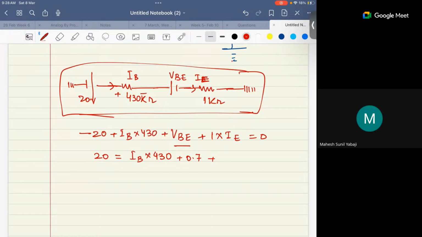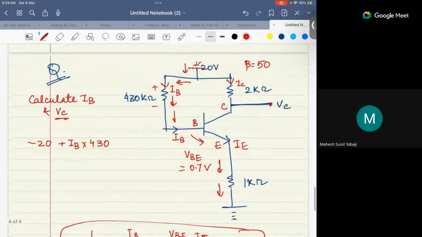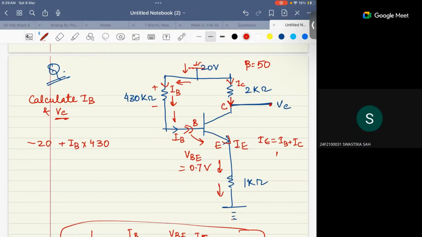You can write it as IB plus IC. Emitter current is the same, right? Emitter current is the base current plus the collector current, right? So one current is coming IB, IC is coming here, IB is coming. So the whole current IC plus IB will come out like this, right? Correct? Yes, sir.